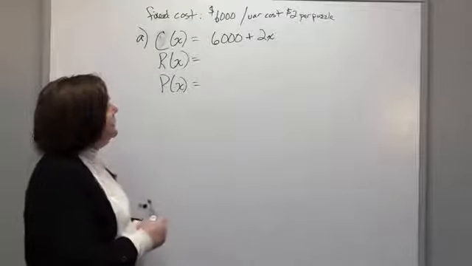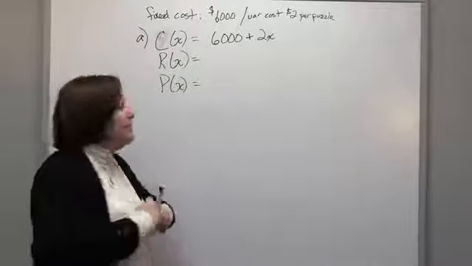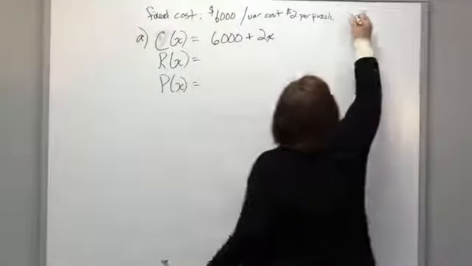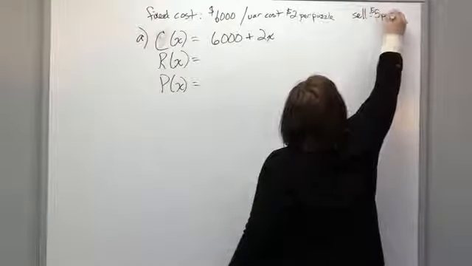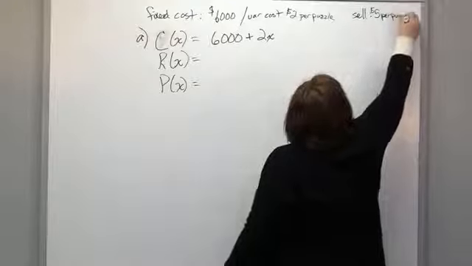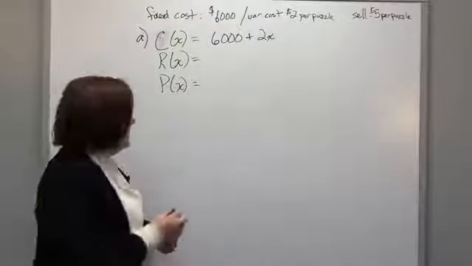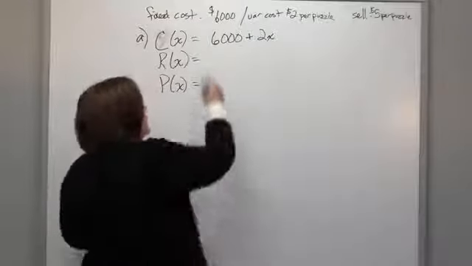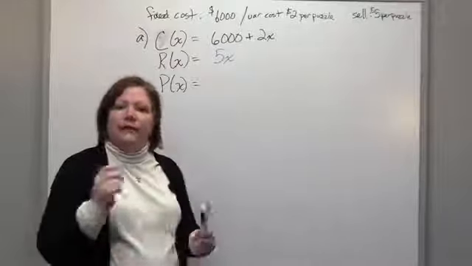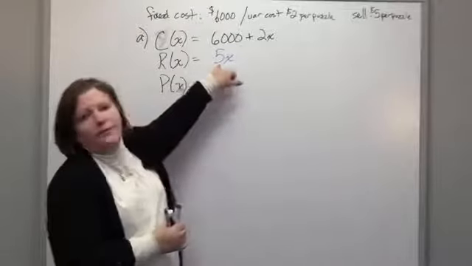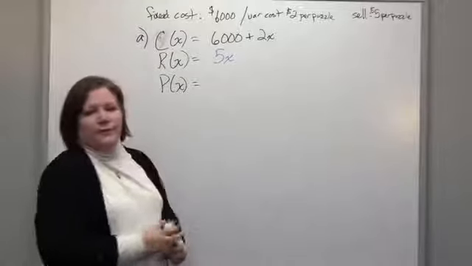Now, the other piece of information that they give us is that we sell it for $5 a puzzle. So the $5 goes into our revenue. And so our revenue function is a lot simpler. It is just 5x. We sell one puzzle, we have $5. We sell two puzzles, we have $10. Profit is going to be revenue minus cost.